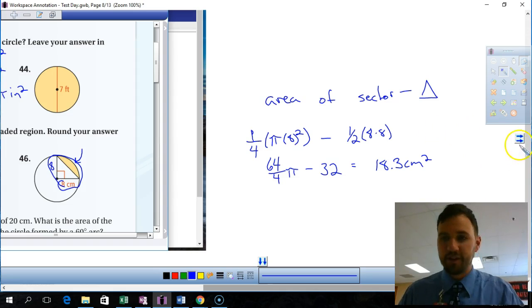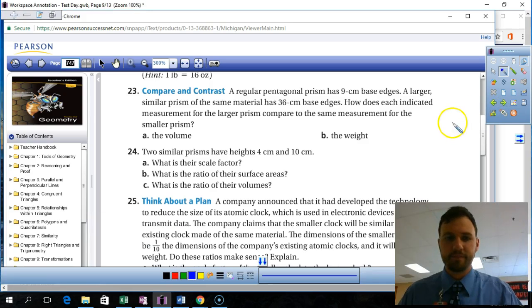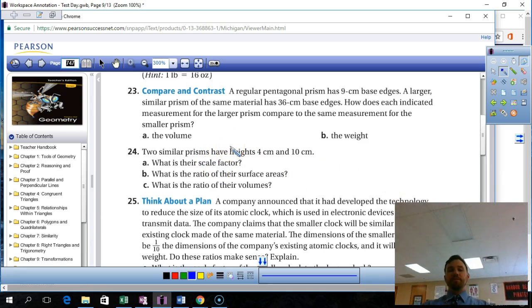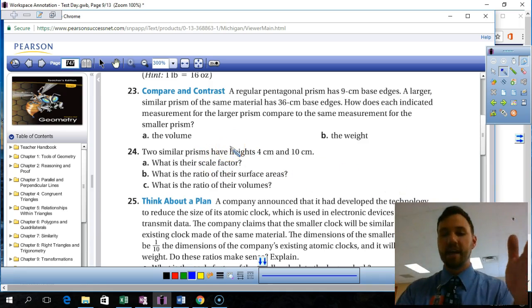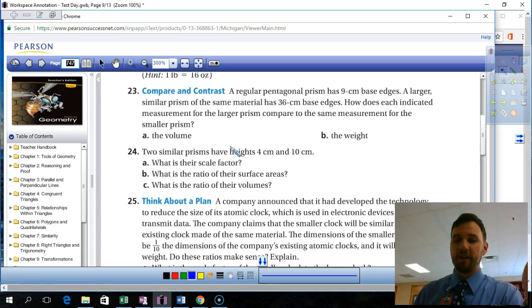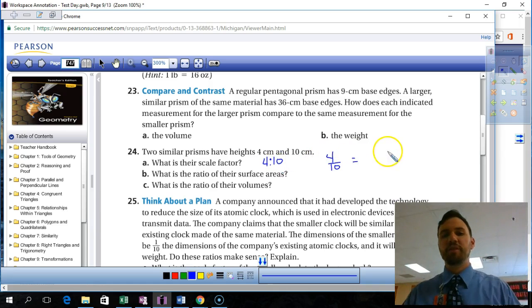Next up, page 747, number 24. So you have two prisms. One's 4 centimeters, the other one's 10. What's their scale factor? Well, it's 4 over 10 or 4 to 10. Both are fine. Now, those do reduce, so please make it 2 to 5 or 2/5. It'll make your life a lot easier.